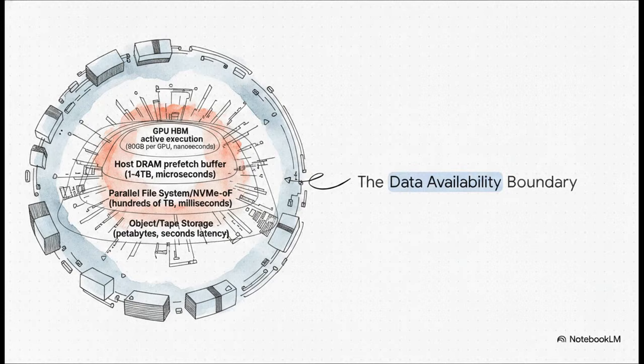Then it has to move inward, passing through parallel file systems and host DRAM until it finally hits the nanosecond hyperactive execution core of the GPU high-bandwidth memory, or HBM. Every single layer that data crosses is a potential choke point, and the absolute limit of what you can keep active at that innermost tier is usually hovering right around 80 gigabytes per H100 GPU.